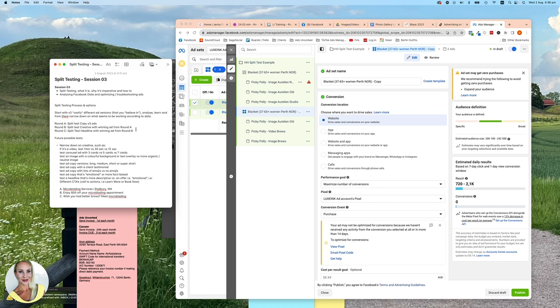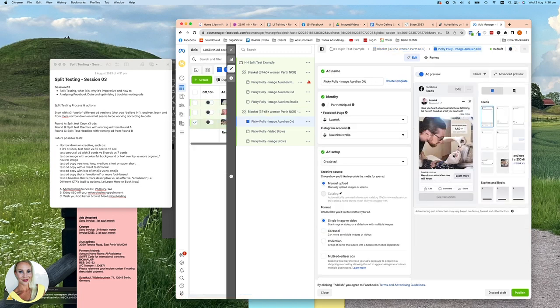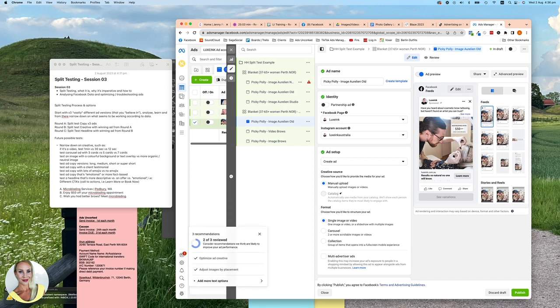For example, for your ad account, we've proven time and time again that image of Aurelian does work. It is a proven concept. So in your case, I suggested, instead of starting with split testing copy, maybe it's better to narrow down on the creative.